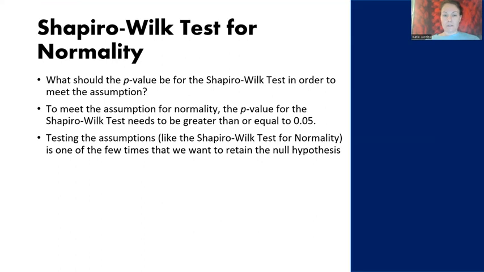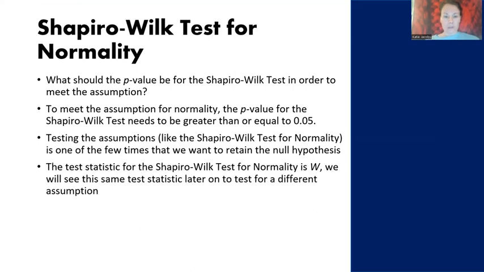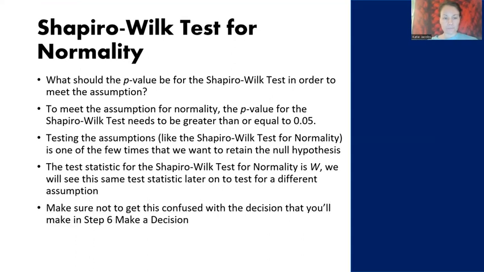Testing assumptions like the Shapiro-Wilk test for normality is one of the few times that we actually want to retain our null hypothesis. The test statistic for the Shapiro-Wilk test for normality is W, and we will see the same test statistic later on for a different assumption, but that's going to be for one of our more complicated analyses. Do not get this confused with the decision that we'll make in step 6 when we're making a decision about our research question.